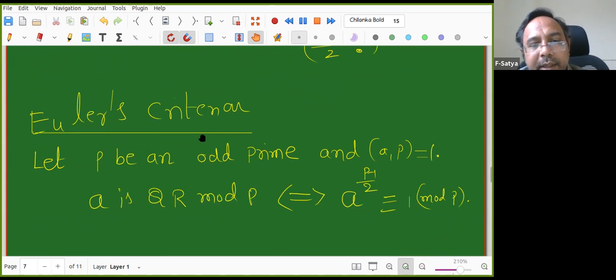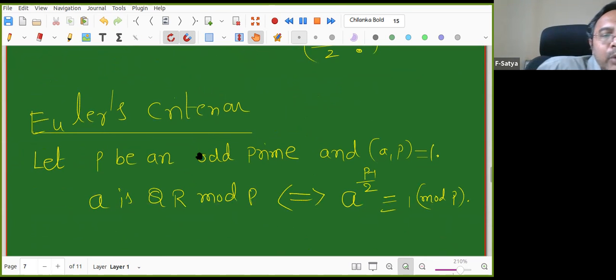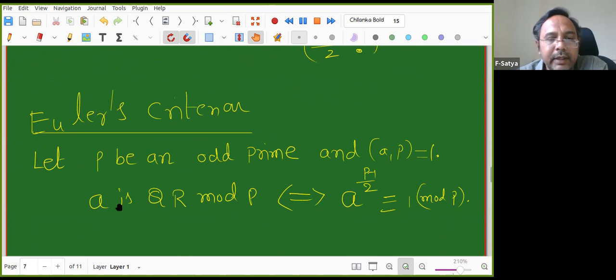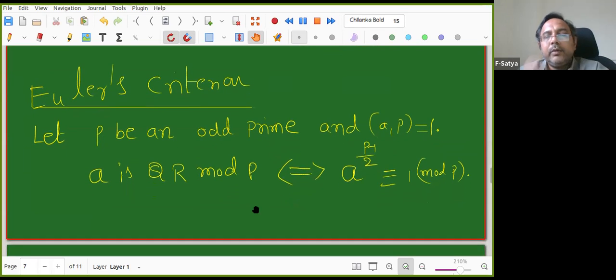Then we come to the main criterion. How to find whether a given number is a quadratic residue, right? So Euler gave a nice criterion. What is that? If p is an odd prime and gcd(a, p) = 1, then a is a quadratic residue modulo p if and only if a power (p minus 1)/2 is congruent to 1 modulo p. Okay, so this is a nice algorithm.